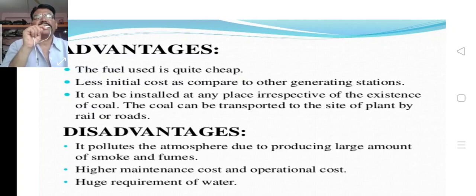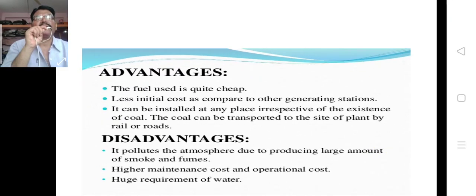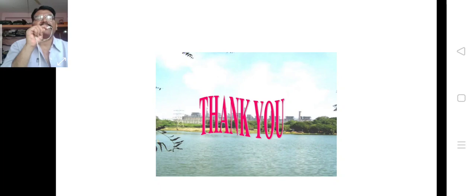This system also has some disadvantages. The first one is that it pollutes the atmosphere due to producing a large amount of smoke and fumes. Next, higher maintenance cost and operational cost, and one more is the huge requirement of water. So these are the advantages and disadvantages.